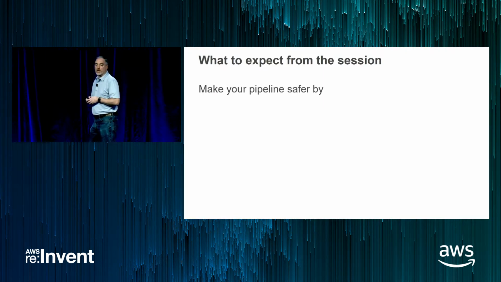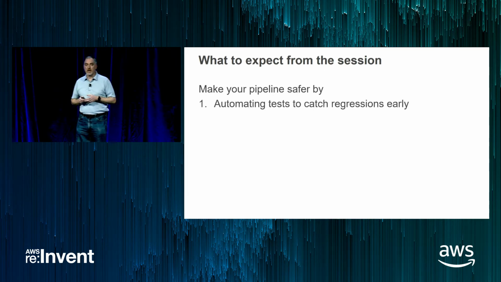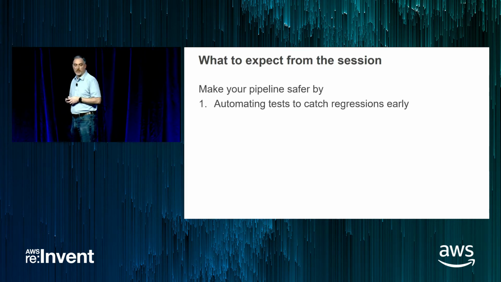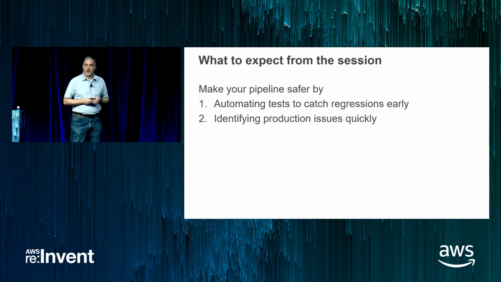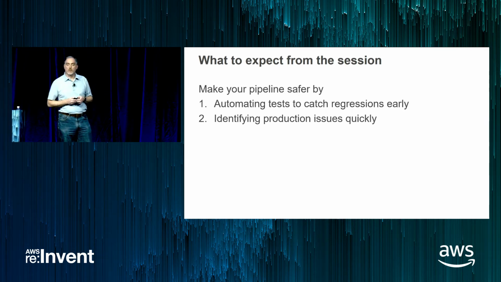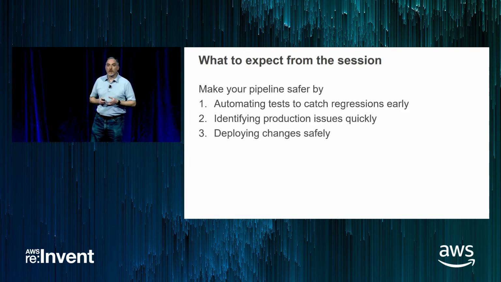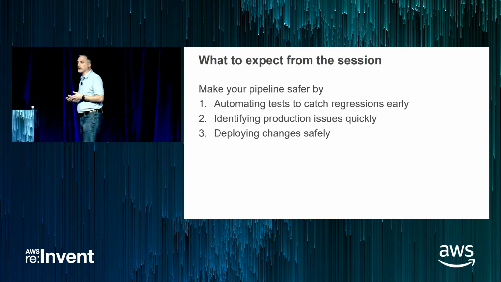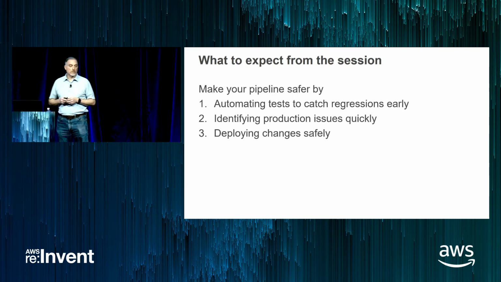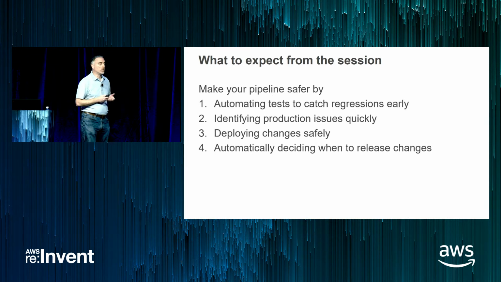We're going to make our production pipeline safer by performing tests to block bad code changes before they reach production. We're going to improve monitoring of production so that you can identify production issues quickly. We're going to configure deployments so that our deployment engine only deploys changes safely. And lastly, we're going to modify the behavior of our pipeline so that we only deploy to production when it's safe to do so.